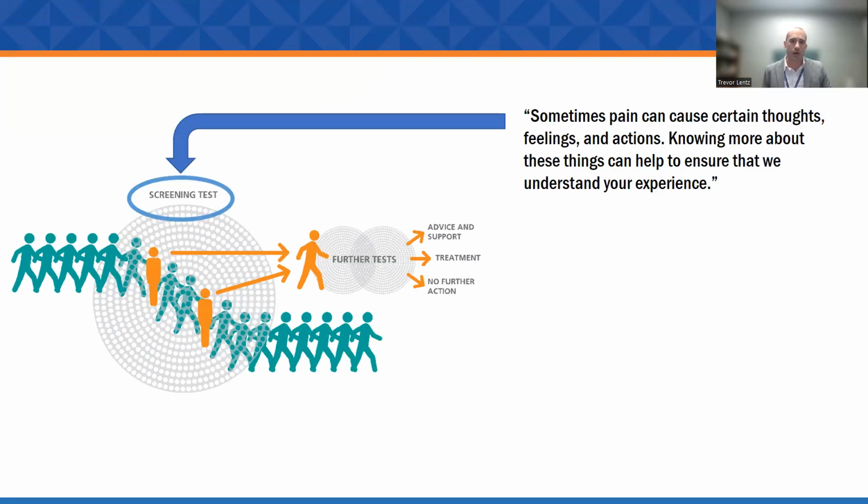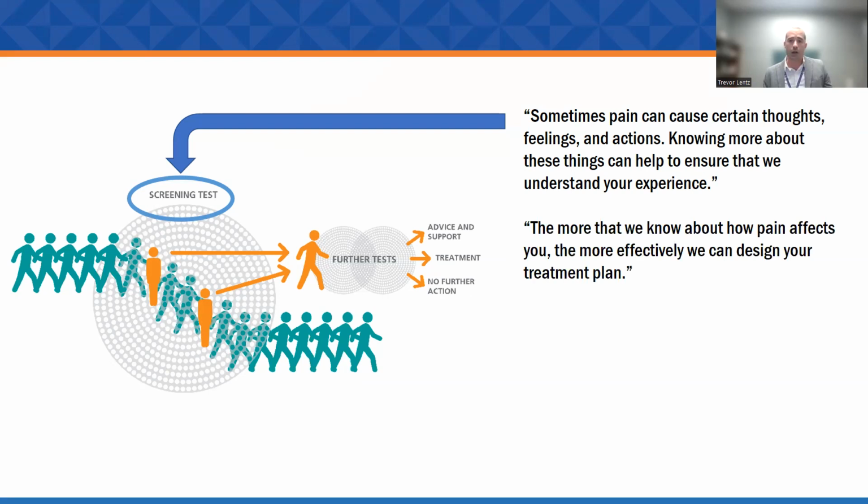So if we're talking about the initial screening, again, patients may expect that they're going to have questions about their knee pain, but not so much about mental health. So if we are expecting them to answer some of these questions honestly and to be forthright about how they're feeling, what we can say to them is, sometimes pain causes certain thoughts and feelings and actions, and we want to know more about these things so that we can understand the experience that you're going through. We can also say something like, the more we know about how it affects you, how it affects your life, the more effectively we can design your treatment plan, which may include additional services beyond what the physical therapist is able to provide.